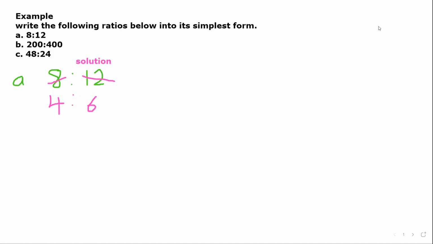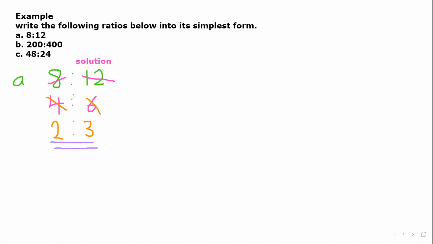Now, because the 4 and 6 are also even numbers, you can also cancel with the 2 at the same time, because 4 and 6 are not in the simplest form. So 2 goes here, 2, and then 2 goes here, 3. Now with 2 to 3, there's no way you can find a common number to cancel the 2 to 3 here, okay? Good. So the simplest ratio for 8 to 12 is 2 to 3.